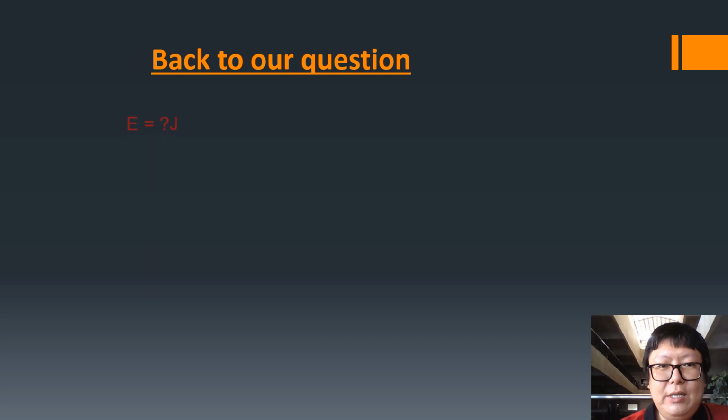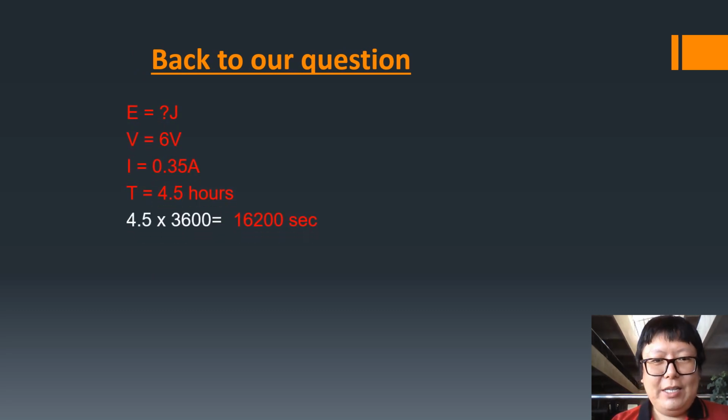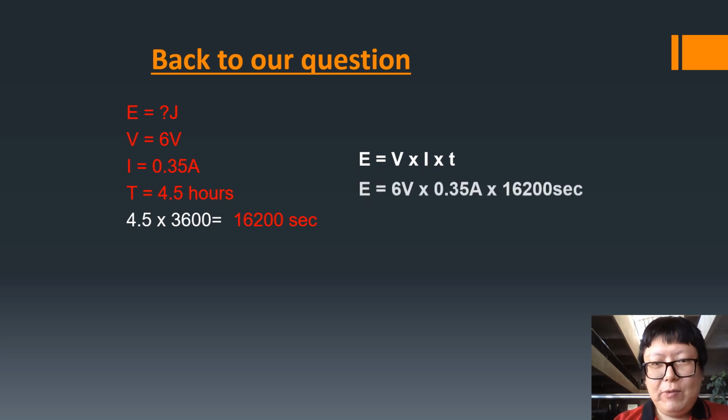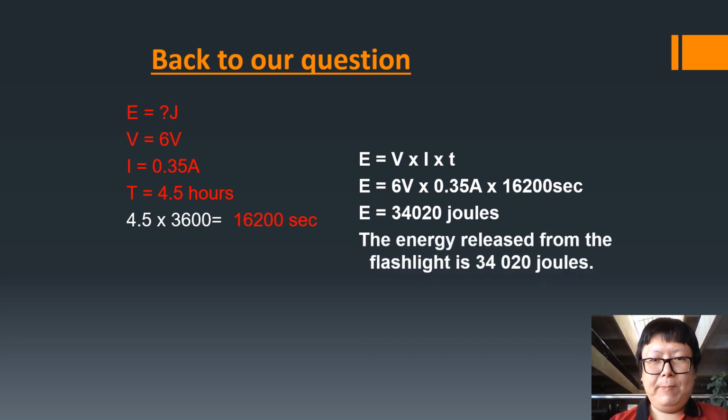4.5 hours will be how much? Just count it, times by 4.5. You get 16,200 seconds. Then by using this formula we get the answer. So the energy released from the flashlight is 34,020 joules.